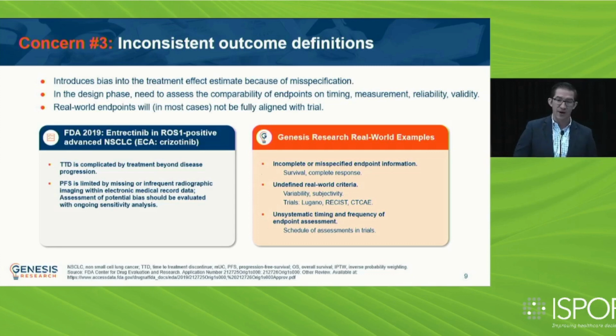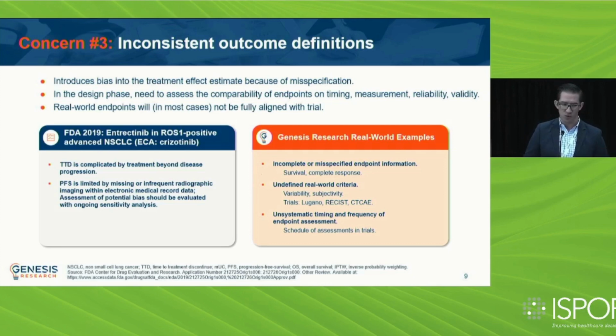The FDA pointed out outcome concerns in an ECA on non-small cell lung cancer, where they pointed out that time to treatment discontinuation is complicated by treatment beyond the disease progression, and that progression-free survival is limited by missing or infrequent radiographic imaging in our real-world population. Some of this can be addressed through sensitivity analysis, and we've done that sort of analyses in our experience. But this does continue to persist.